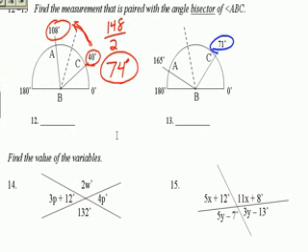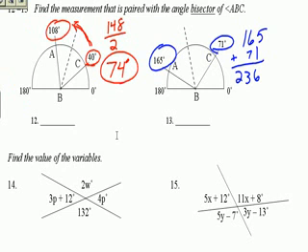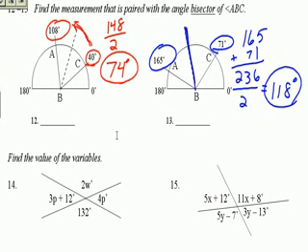Over here, this one would work the same way. 71 plus 165. We do 165 plus 71. We get 236. All we need to do is divide this by 2, and we get 118 degrees. And that's the measurement that is paired with this angle bisector, since these two are equal. And that is how we do those problems.